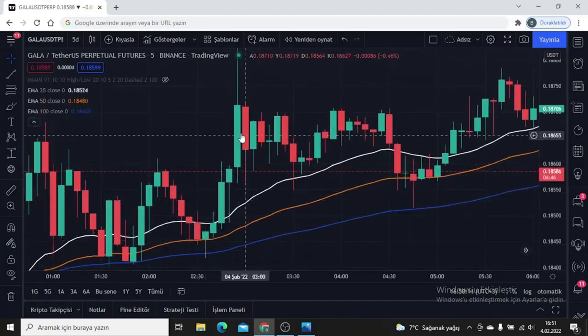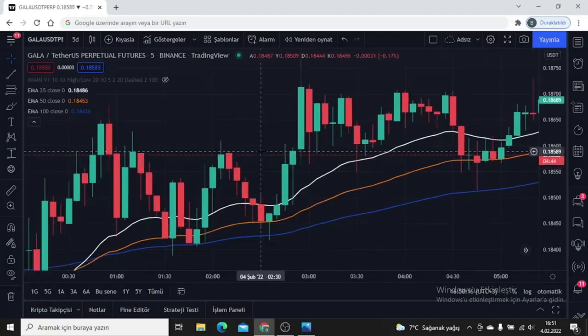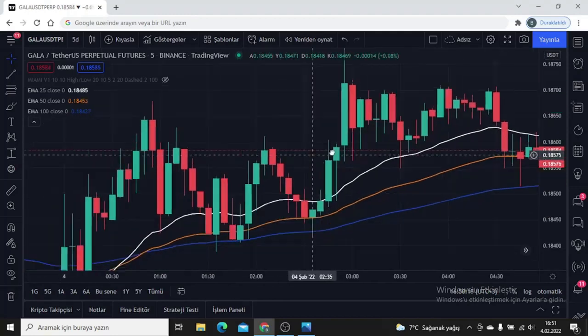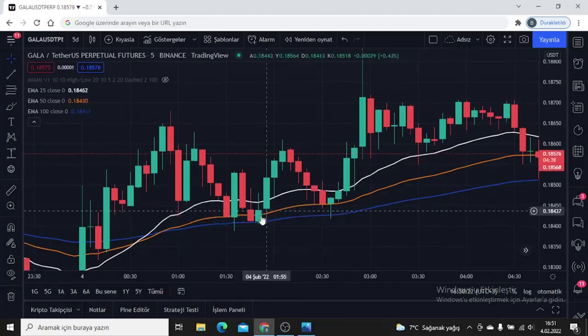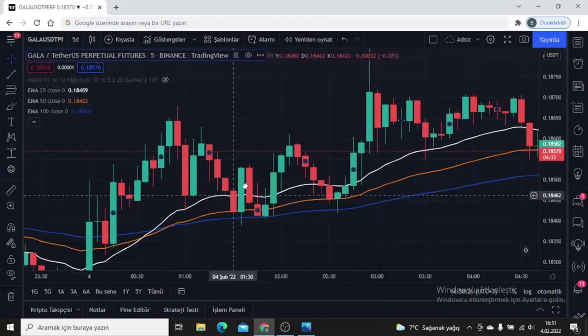Again, I go back a little further. The candle closes above the 50-day moving average. Prices are rising again. As I said before, what are we paying attention to here?